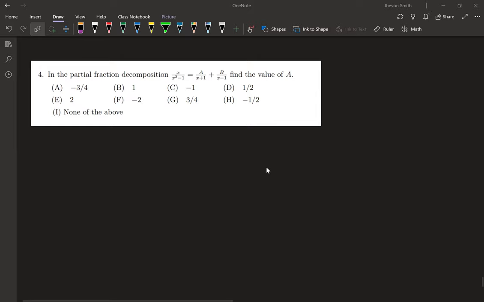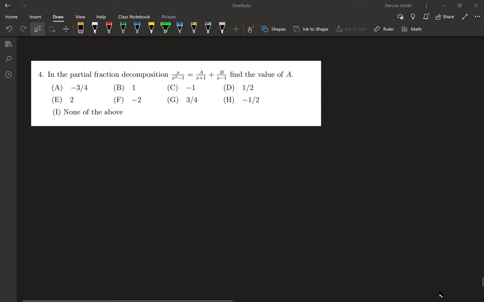Find the partial fractions decomp here, or just the value of A, yes. We have a few people thinking none of the above. Most people thinking it's D though. Okay, let's actually do that.